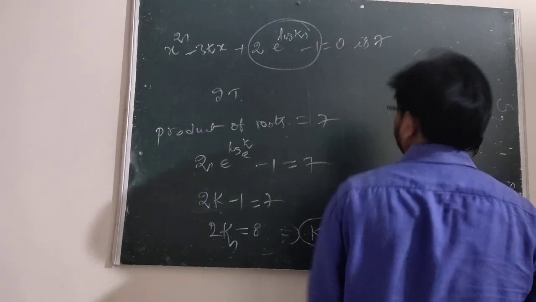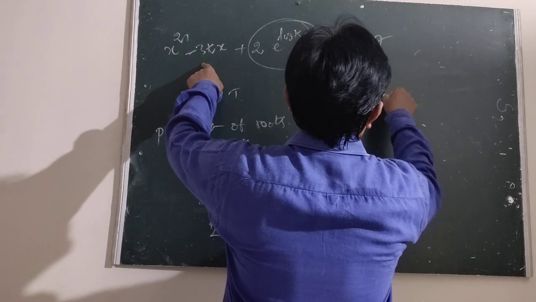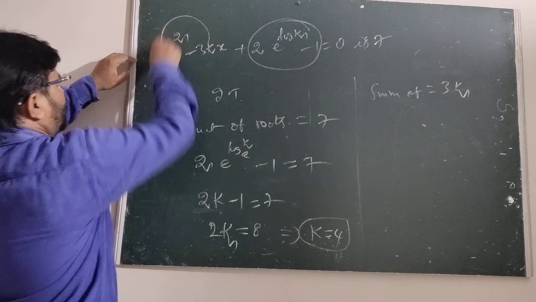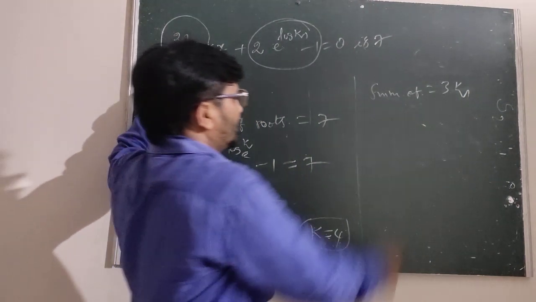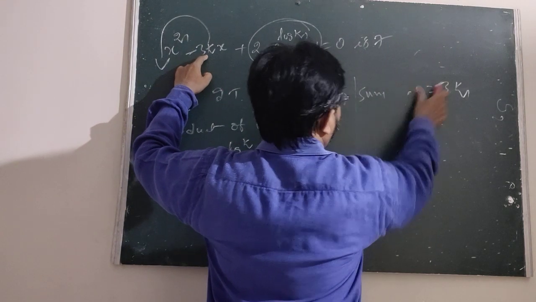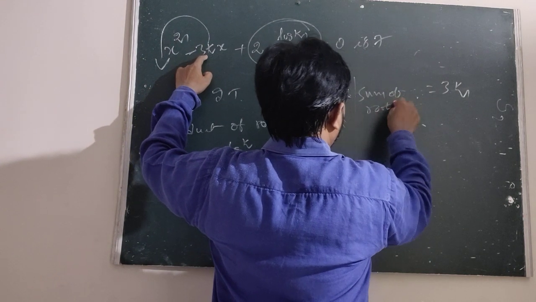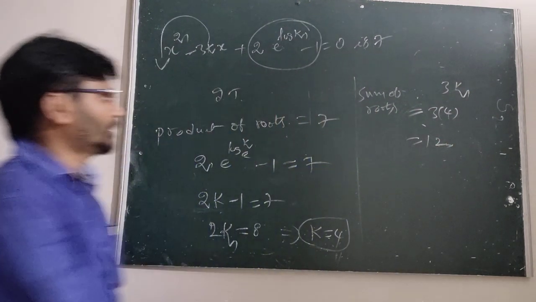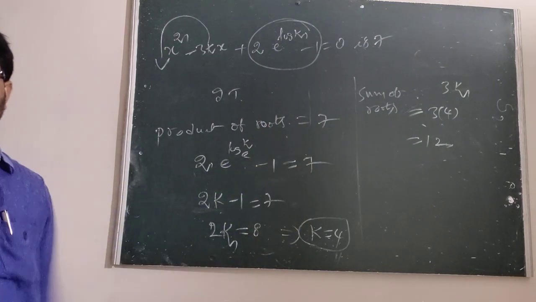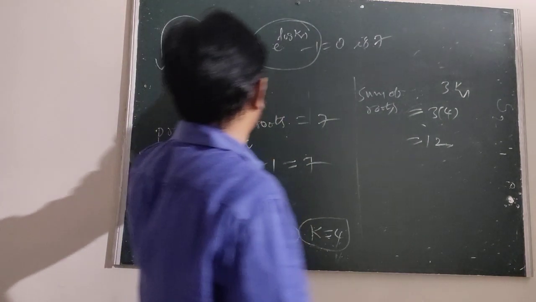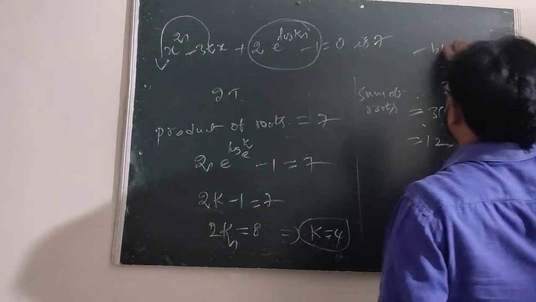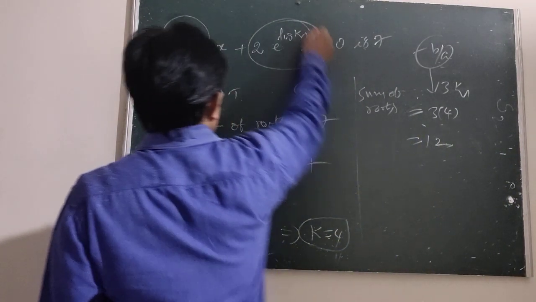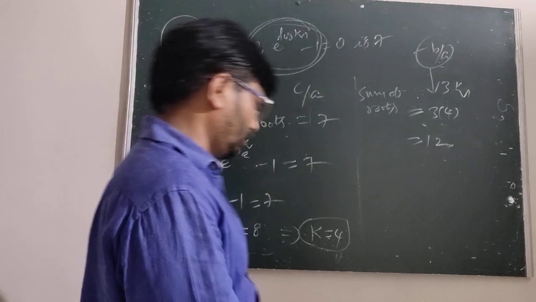Now we have to find the sum of the roots. How to find the sum of the roots? Sum of the roots is 3k. Here the sum of the roots is minus of b by a, which is 3k. 3 into 4 equals 12. Product of the roots is given as 7. The sum of the roots is minus b by a, which is 3k, and the product of the roots is c by a. This is the part c. Now we are going to another model.